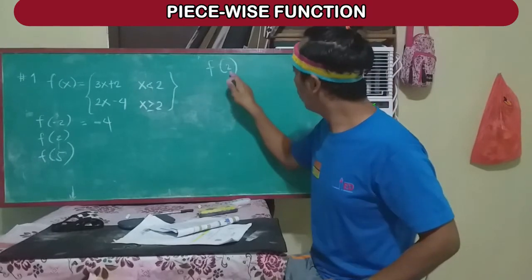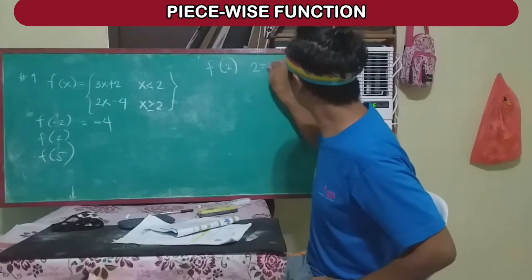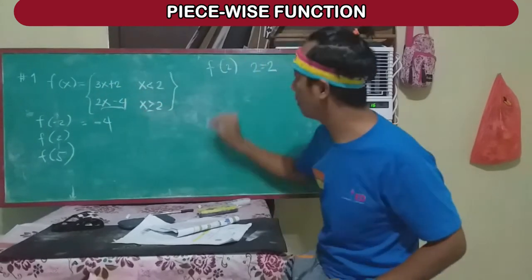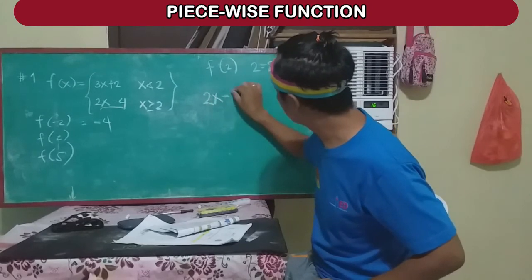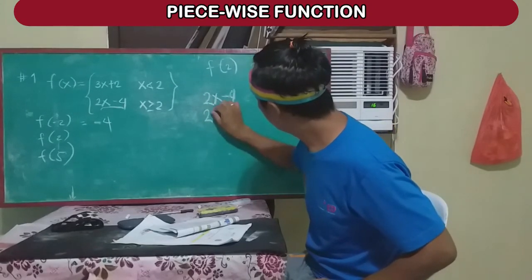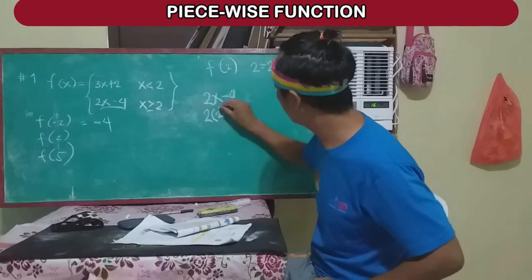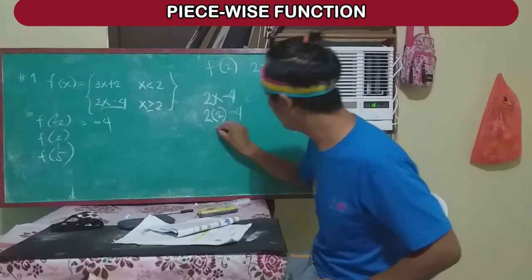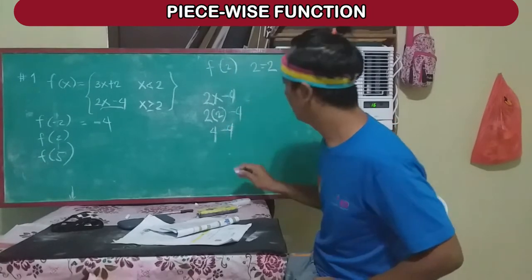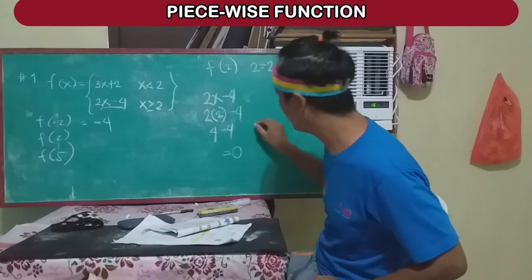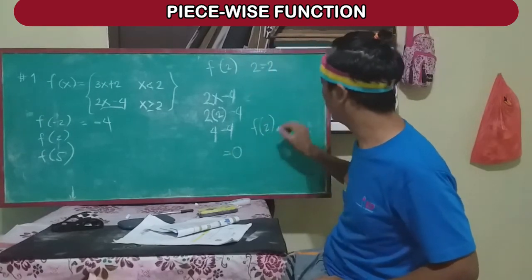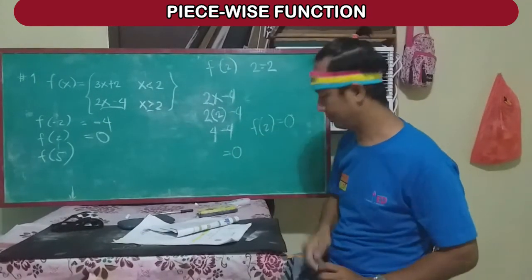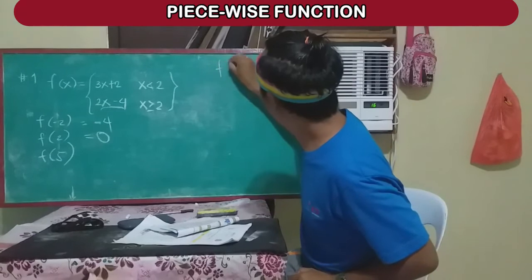Okay. f of 2. 2 is equal to 2. Dito siya. So, ito gagamitin natin, 2x minus 4. 2x minus 4. 2 times 2, kasi papalitan mo ng 2 yung x, minus 4. 2 times 2, 4 minus 4. 4 minus 4 equals 0. Ngayon, f of 2 is equal to 0.